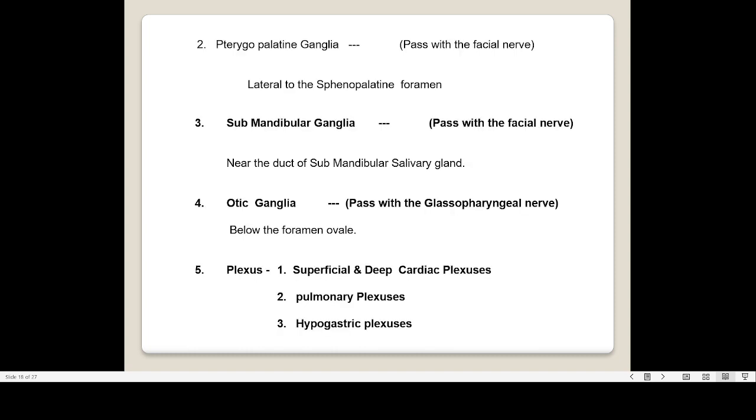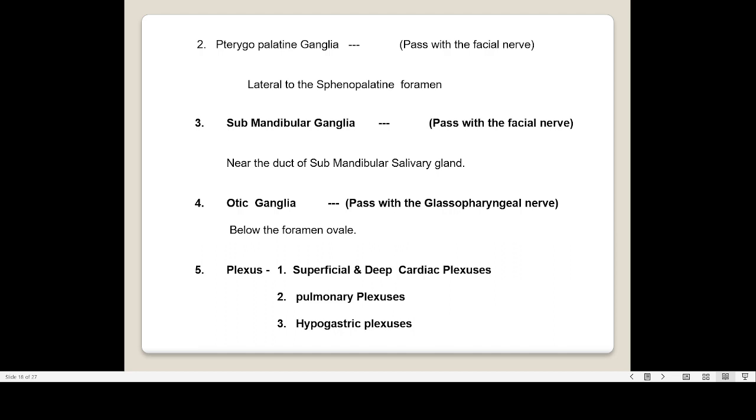The second one is the pterygopalatine ganglion, which passes with the facial nerve, lateral to the sphenopalatine foramen. The third one is the submandibular ganglion, which passes with the facial nerve, near the duct of the submandibular salivary gland. Then the otic ganglion, which passes with the glossopharyngeal nerve, near the foramen ovale. So these are the 4 ganglia.